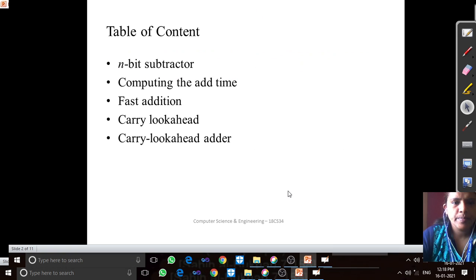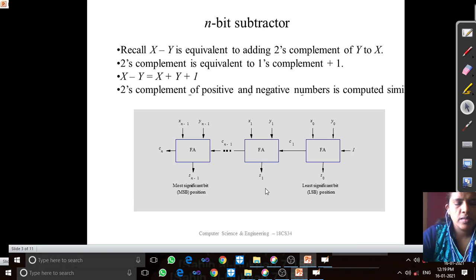Good morning, students. Today's session in Module 4, Arithmetic, is about how to design a subtractor, an n-bit subtractor, computing the add time, fast addition, the carry look ahead adder, and what the logic is behind the carry look ahead adder. Let us look into these contents.